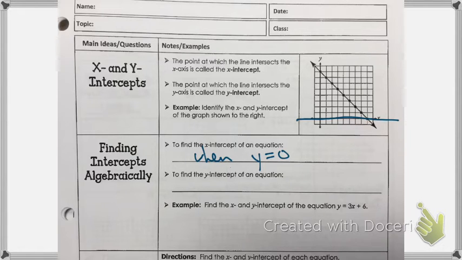Now, what about the y-intercept? When x equals 0. No matter what, forever. It has to, because it's not left or right at all. So I'm going to use that to inform how I find my intercepts from an equation.